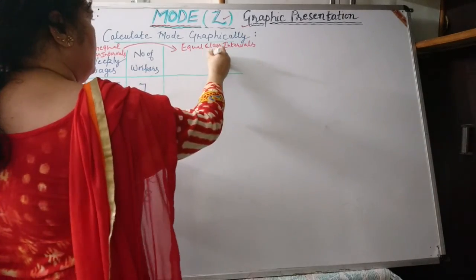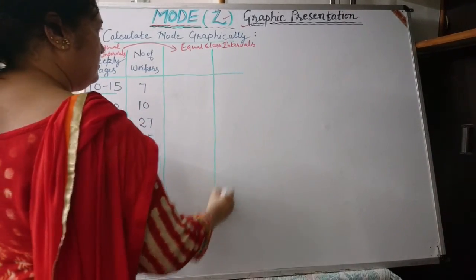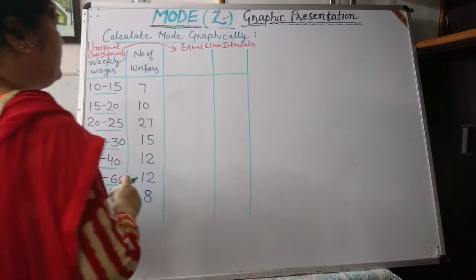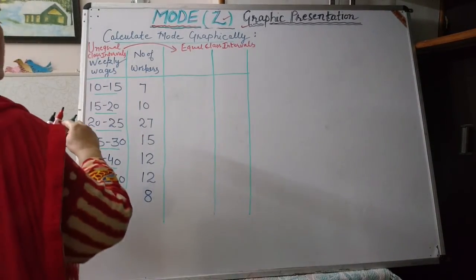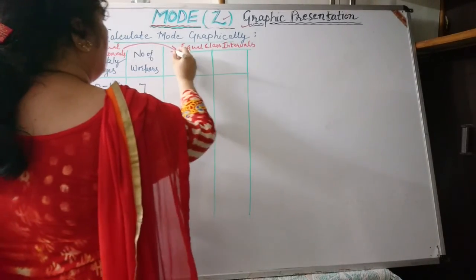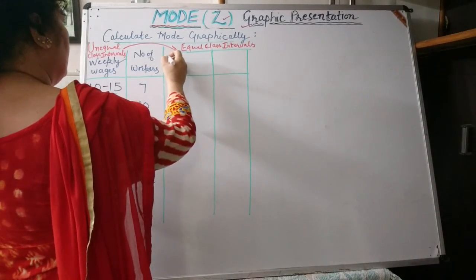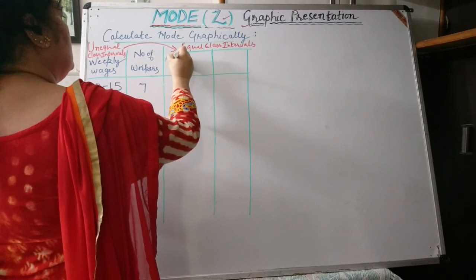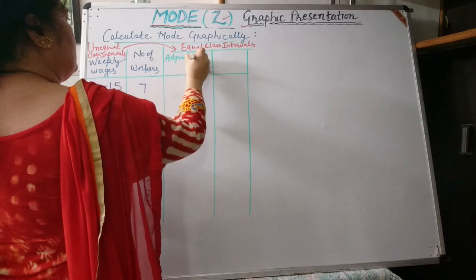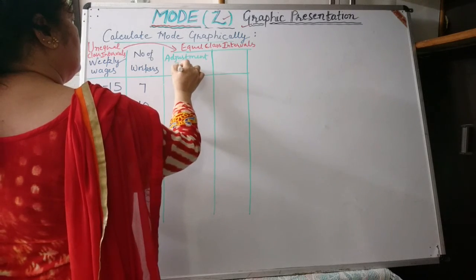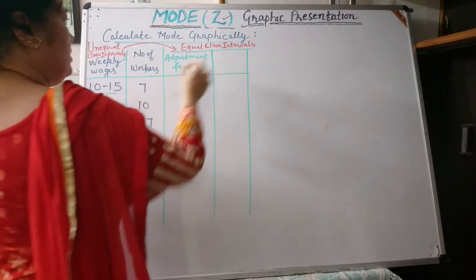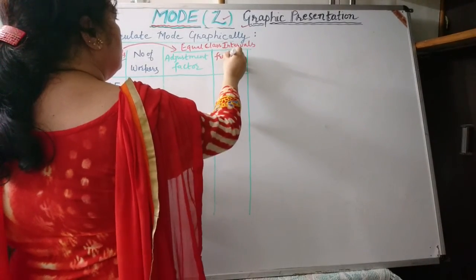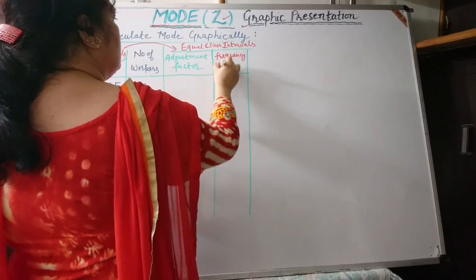So we will prepare two more columns, and with the help of these columns we will convert these unequal class intervals into equal class intervals. So the first column is related to adjustment factor, and the next column, frequency density.